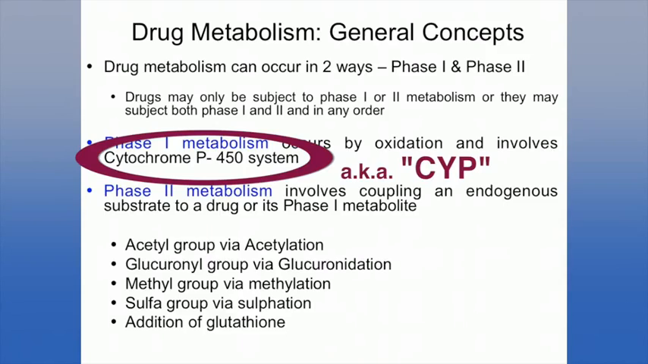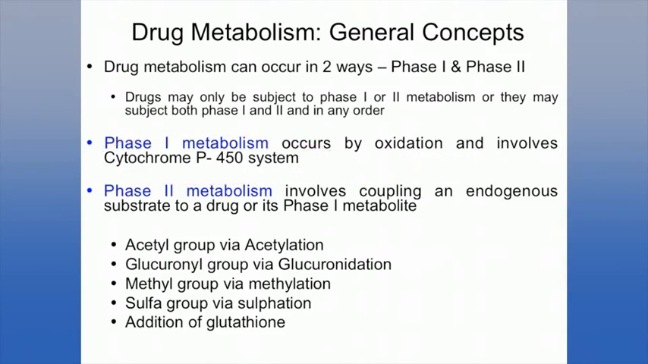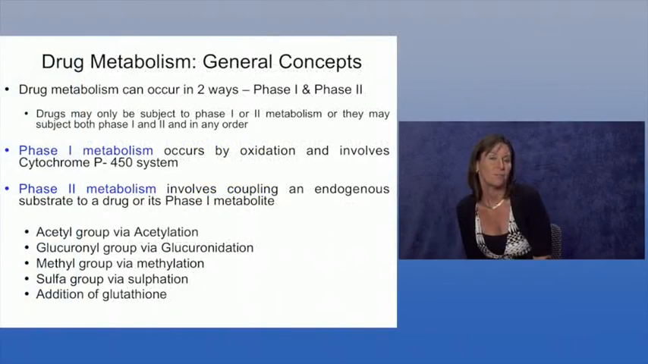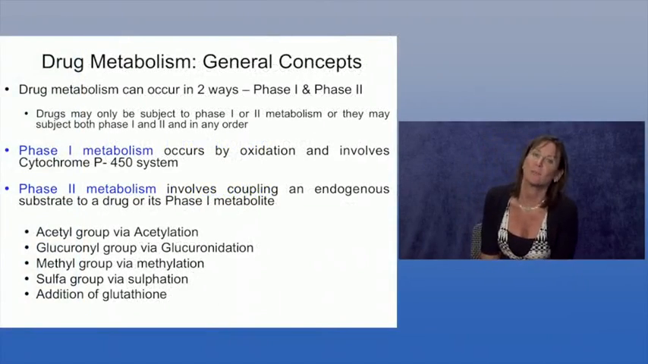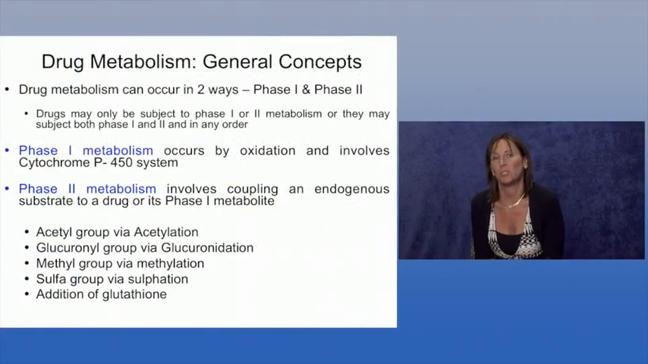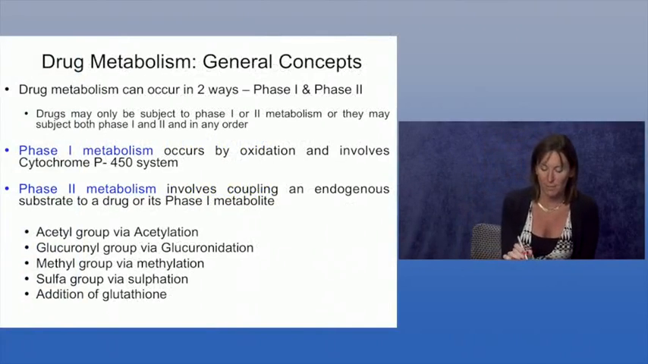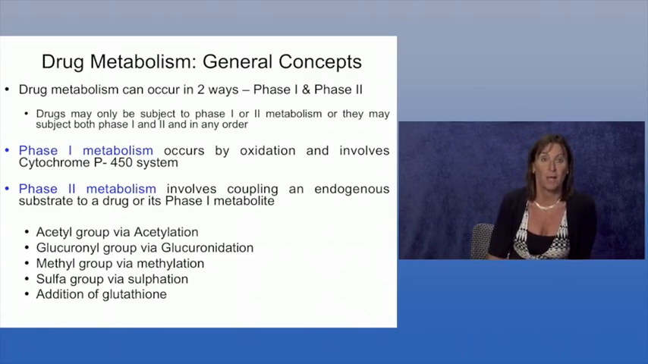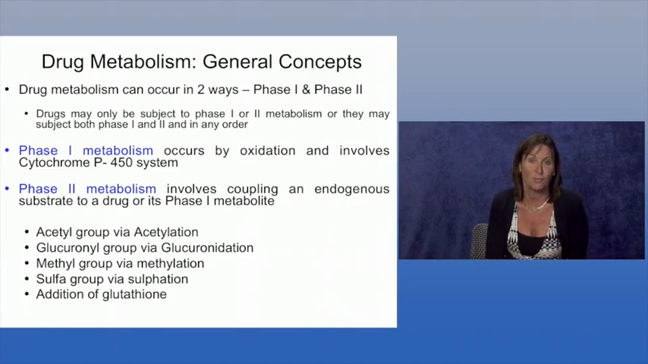Phase 2 metabolism involves coupling an endogenous substrate to the drug or to the phase 1 metabolite. So what are the sorts of substrates that you get the drug coupled to? Well, you can couple it to an acetyl group. This process is not too surprisingly referred to as acetylation.